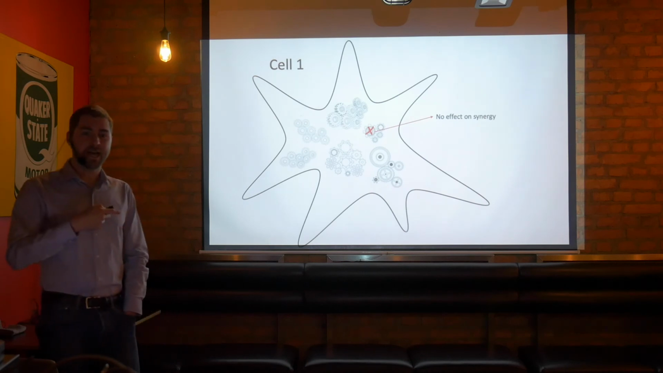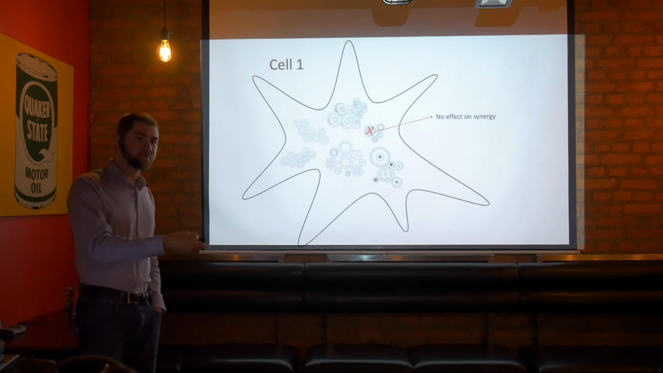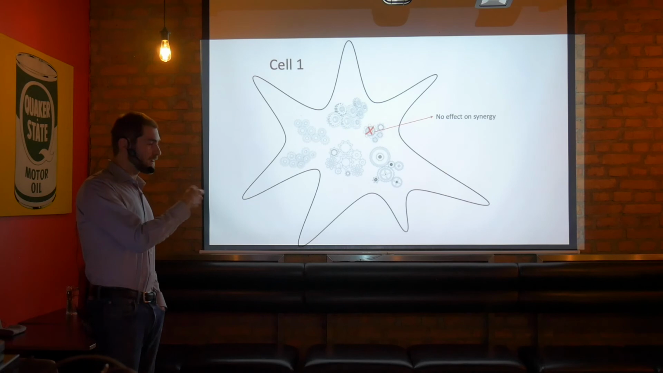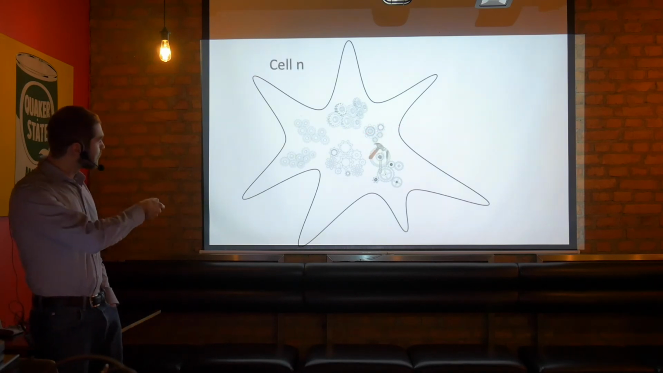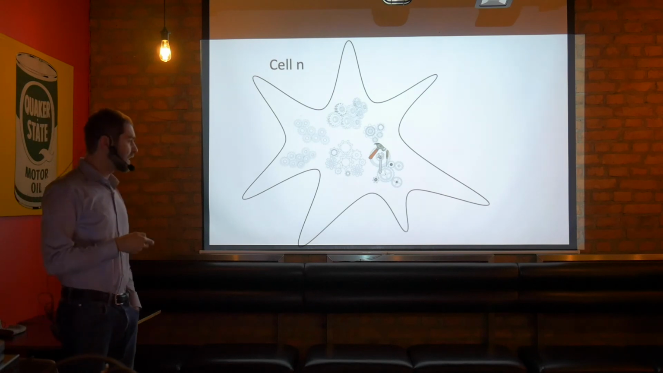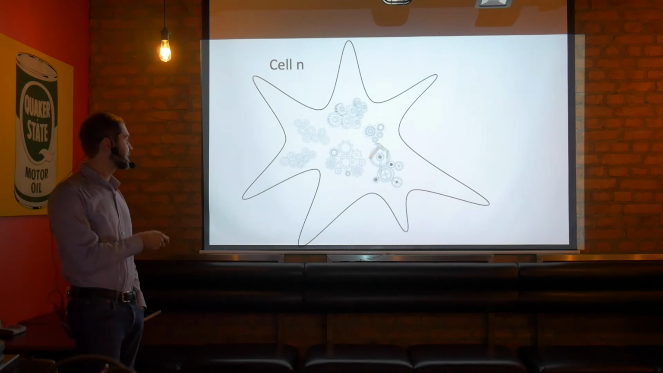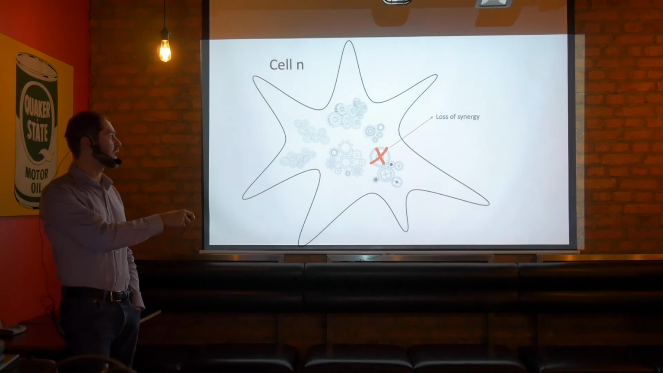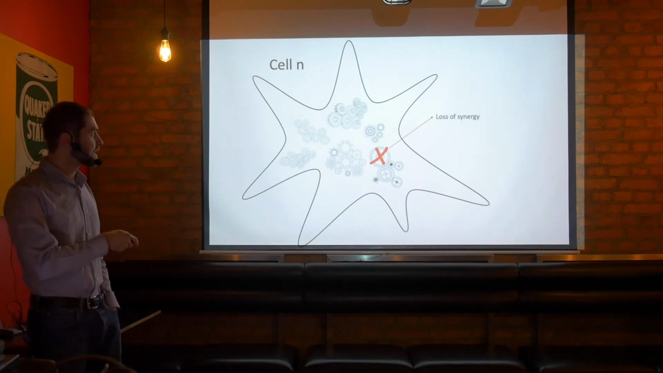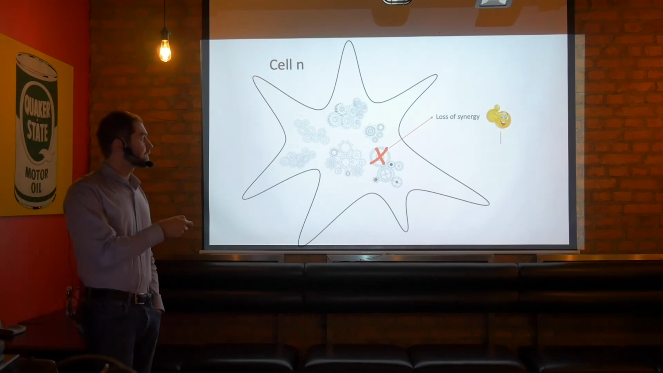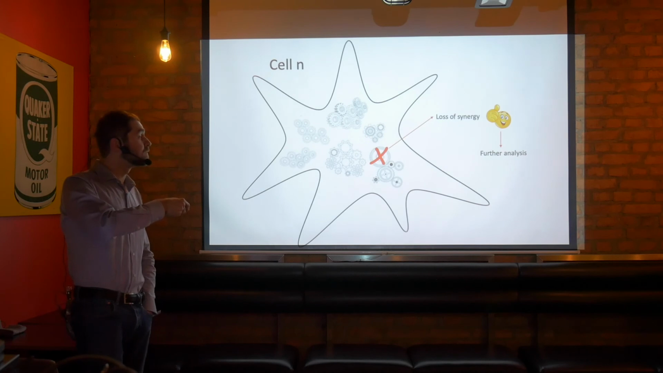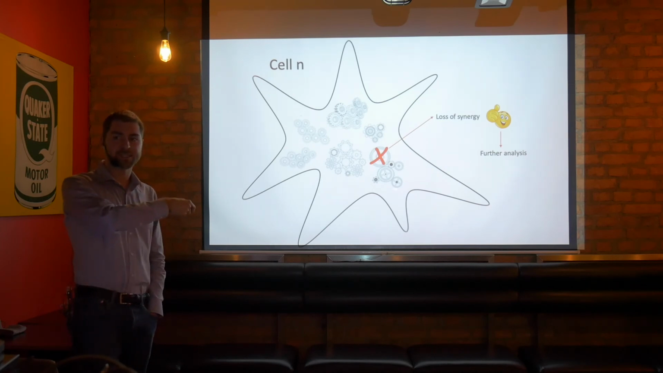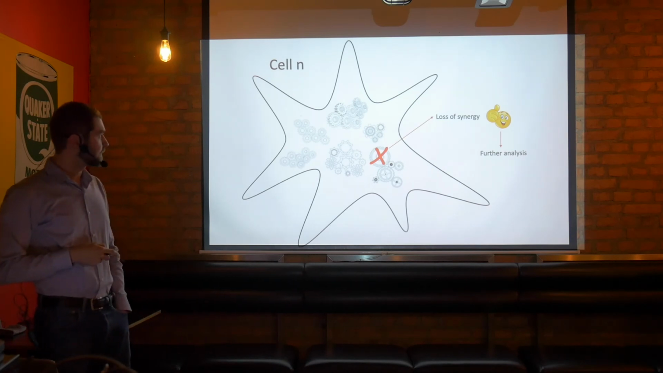This is why having a good, easy model to culture was very useful in this project. So now we go to cell N, whatever N is, and we find that in this case we remove this gear and we have a loss of synergy. So we're happy, we can go on and analyze what the function of this gene, of this gear, is in the mechanism.